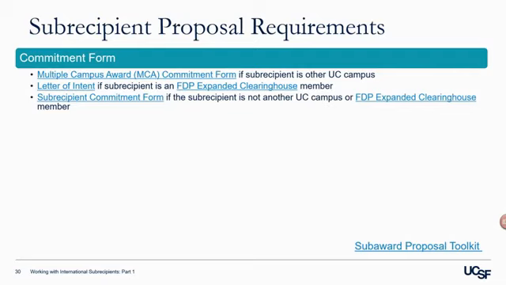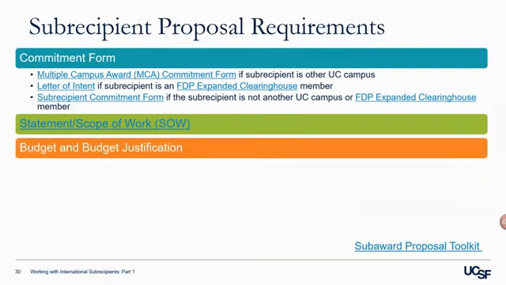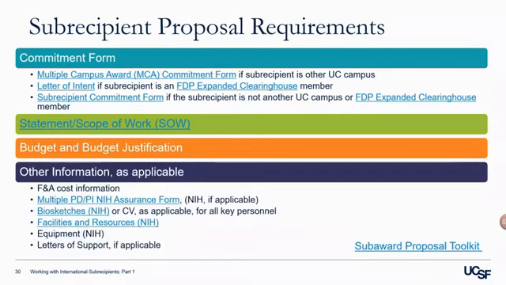All of these forms are on the Subaward Proposal Toolkit, which is linked on this page, and you'll get a PDF of this after today's session, as well as on our forms page, on our website, and on the slide here. We also need a statement or scope of work, and there is a link to a sample on this slide. We need their budget and budget justification, and other information as applicable based on the prime sponsor and based on the project. This could be their F&A or indirect cost information.